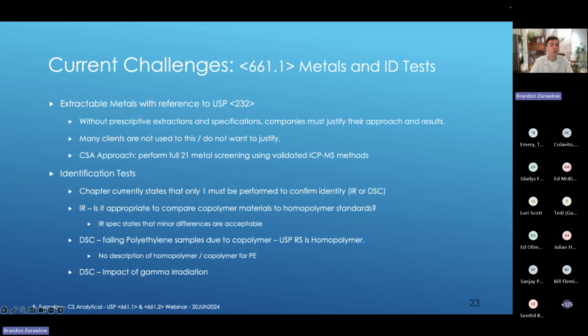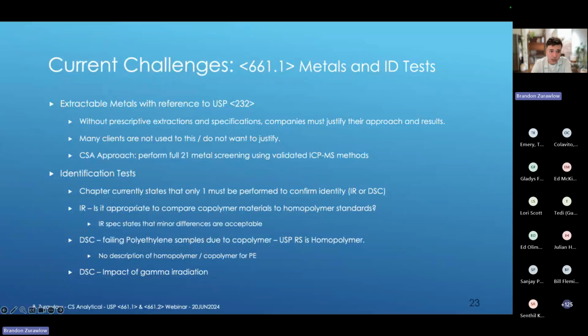Moving forward into some challenges specifically with identification tests. This one is a little bit interesting, but it's also not perhaps the most critical challenge. So to provide a little context, 661.1 states that you really only need to test by either FTIR or DSC, thermal analysis, to confirm the identity of a specific material of construction. However, in the case of IR, there are some complications there.